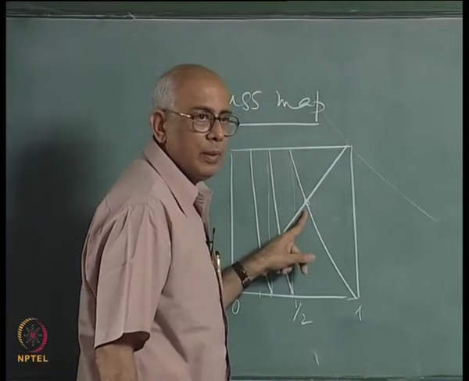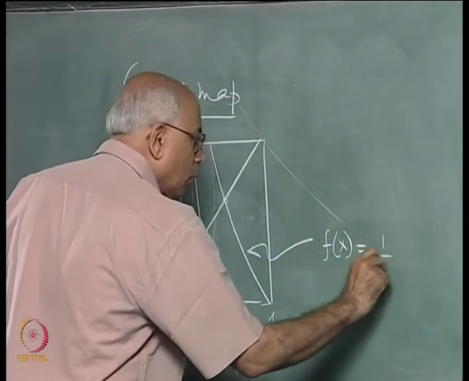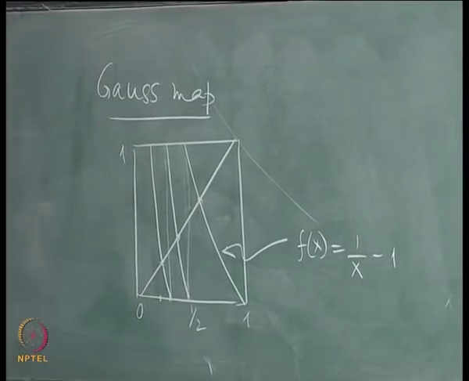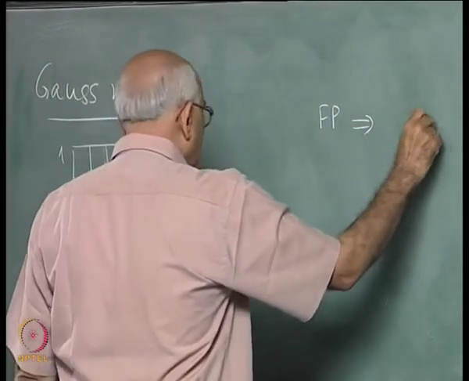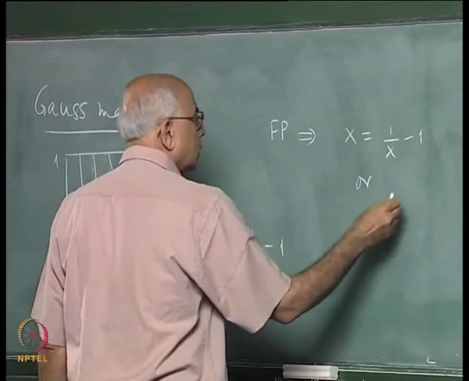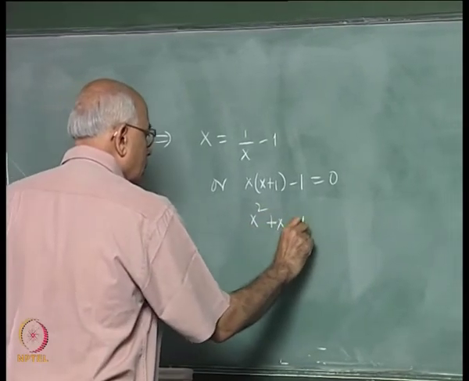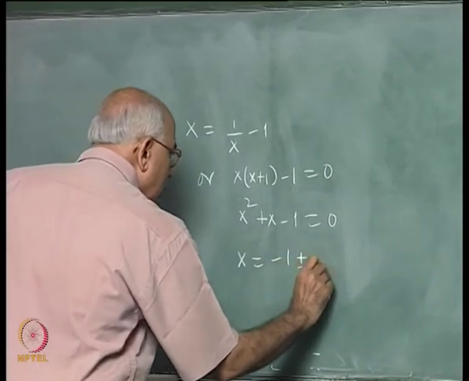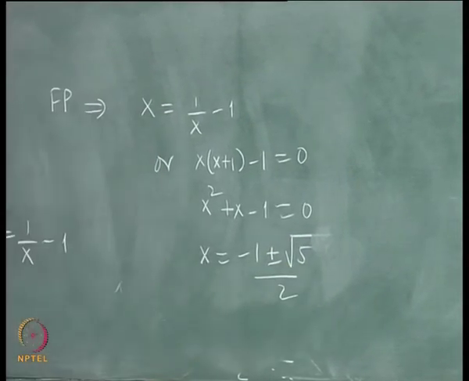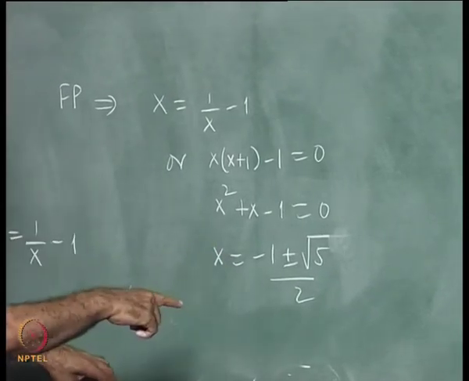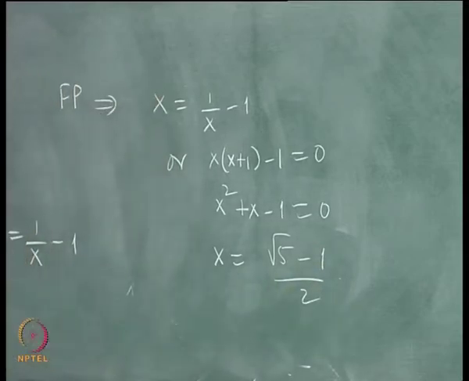This is the largest fixed point of the map here, and on this branch the map function f of x equals 1 over x minus 1, because that's what I subtracted. So this fixed point implies that x is equal to 1 over x minus 1, or x times x plus 1 minus 1 equals 0, or x squared plus x minus 1 equals 0, or x equals minus 1 plus or minus the square root of 1 plus 4, which is 5, over 2, and you want the number to be between 0 and 1. So the fixed point in fact is root 5 minus 1 over 2. So that is the only acceptable solution. That is the golden mean once again.